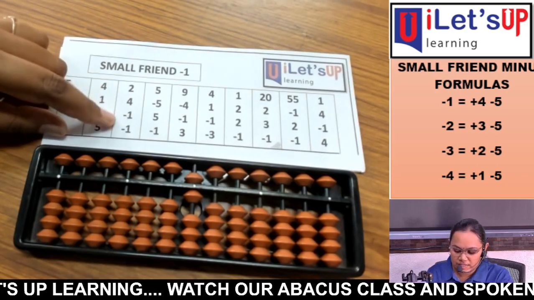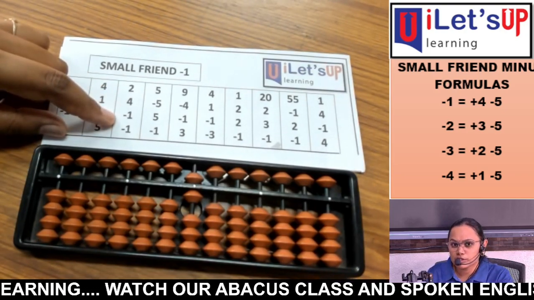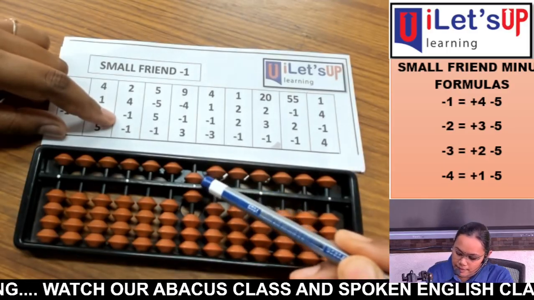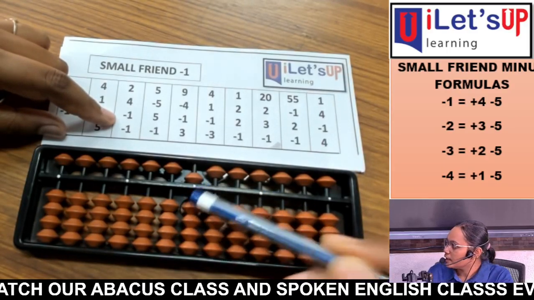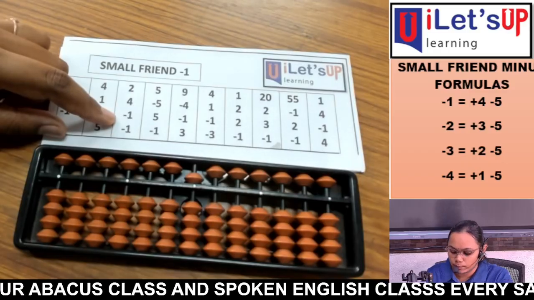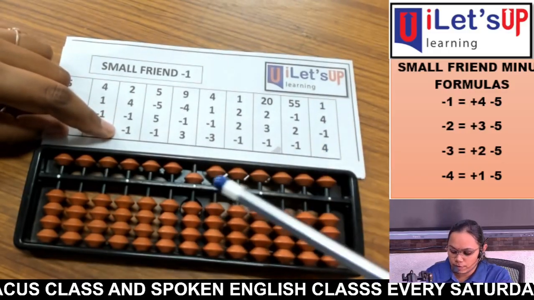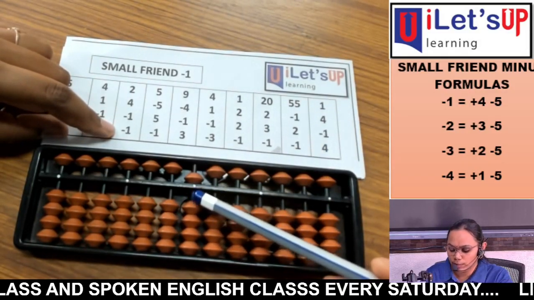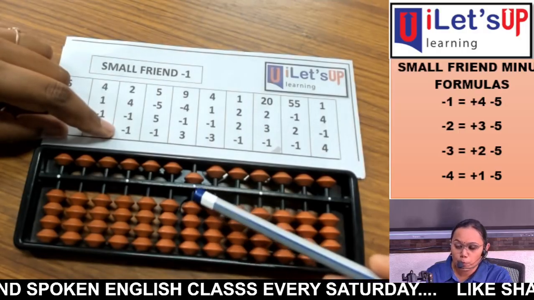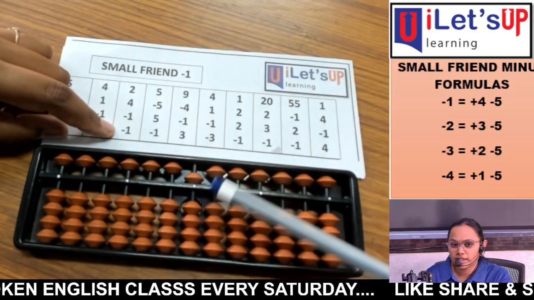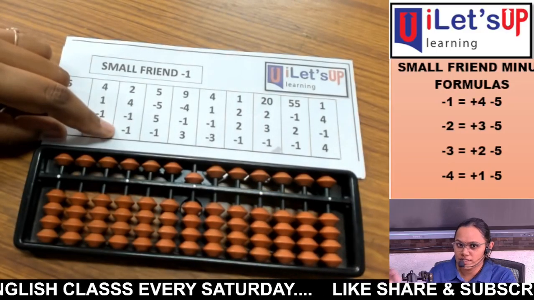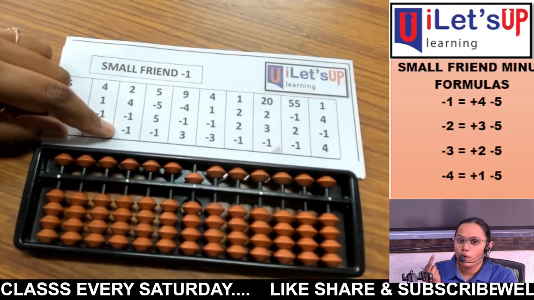Correct? Next, subtract 1. Is it possible to subtract 1? Yes, here it is 1 and I can easily subtract it. Again they are asking me to subtract 1. I can't do that. Why? Because there is no bead to pull back down, so I am not able to do the subtraction. What do I need to do?